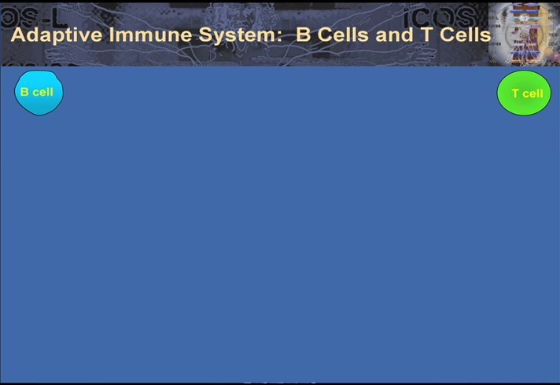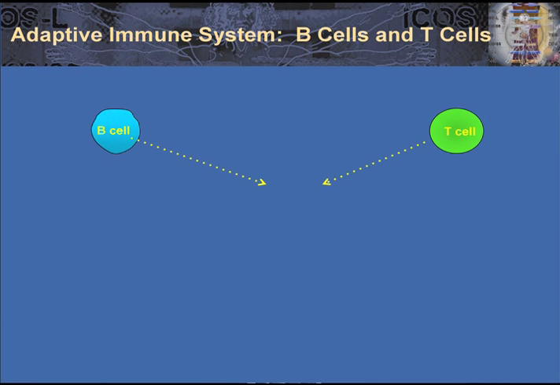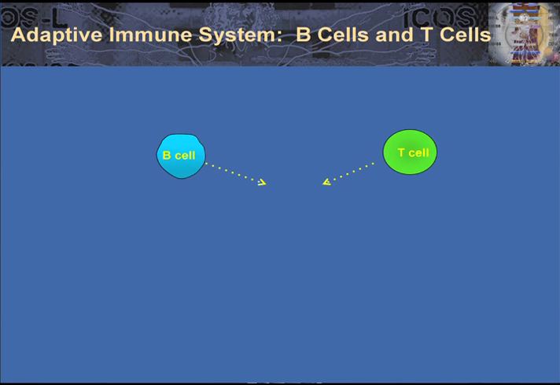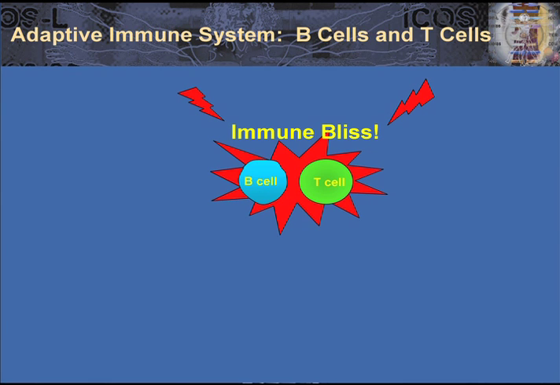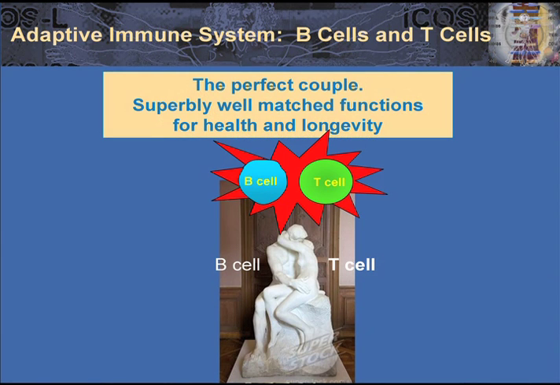So there are B cells and T cells, and they can have complementary receptors that work together to make the most complete, thorough, and effective immune response. But when they're circulating through the body, how do they find each other to have the most effective response? So in fact, trafficking and coordination of response is very, very important. And when an antigen-specific B cell finds the T cell with the right kind of receptor, right kind of antigen specificity to coordinate their activities, there can be a very effective immune response. And the idea is that they become the perfect couple with superbly well-matched functions for health and longevity of the host.